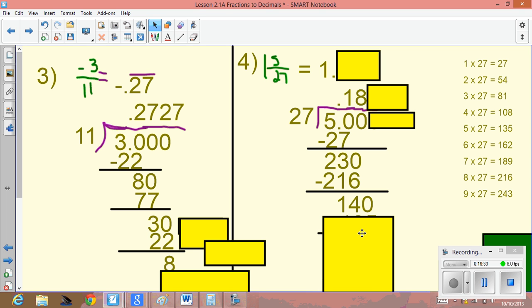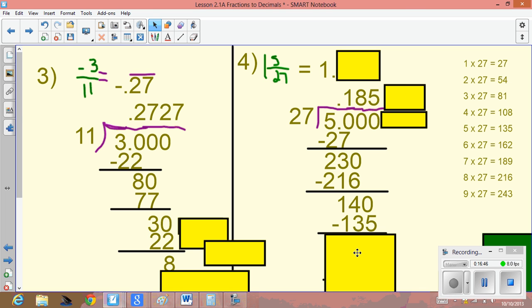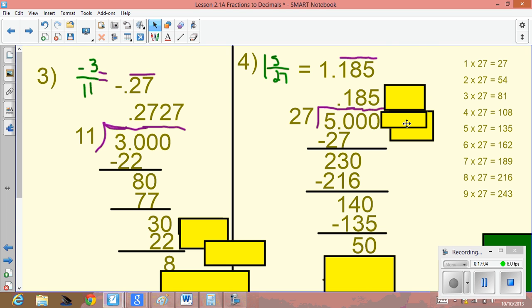Add in a 0. Now ask yourself how many times could 27 go into 140? If you look at your list, the closest would be 5. 5 times 27 is 135. When you subtract, you're going to get 50. And if you notice, I started with 50 back at the beginning. So that means this pattern is going to constantly repeat over and over and over. So my final answer is 1 and 185 thousandths repeating.